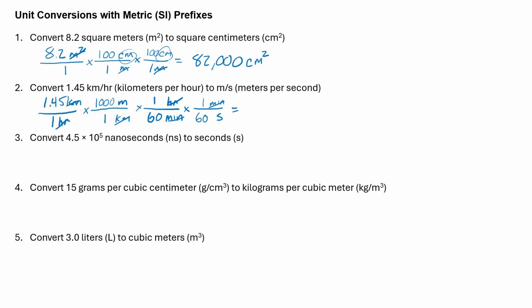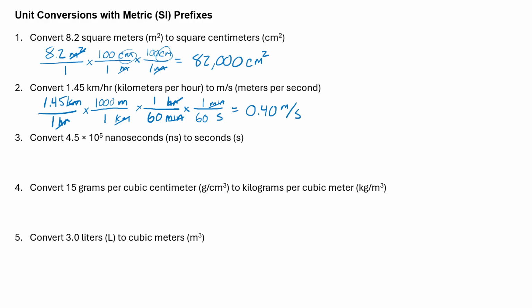So now I'm ready to do my calculation. And when calculating, anything on the top you multiply, anything on the bottom you divide. So this is 1.45 times 1,000 divided by 60 divided by 60. Doing that calculation gives me 0.40 meters per second.